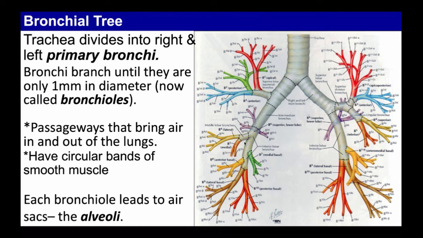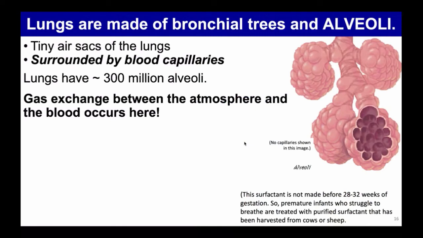Still just talking about the conducting zone until we get to the alveoli. So our lungs are made of the bronchial tree and alveoli. And the reason why the lungs are considered hollow is that what's inside the air sacs, the alveoli, and the bronchial tree is atmosphere. So what we're looking at in this image is just the bronchioles, an alveolar duct, which leads into the alveoli, and then the alveoli, which are shaped like grapes.